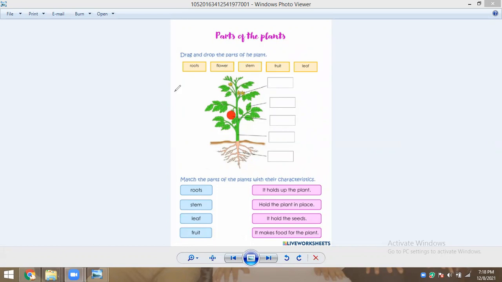Okay, number one is roots, then stem, then leaf, then fruits. There are some options you have to match. It holds up the plant, holds the plant in place, it holds the seeds, it makes food for the plant. Okay, who will tell me? Roots do what?